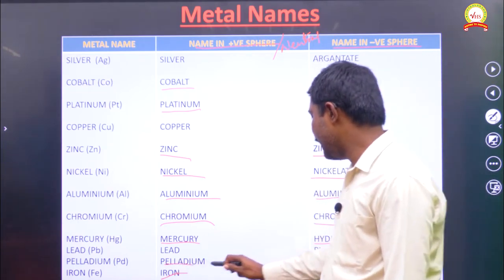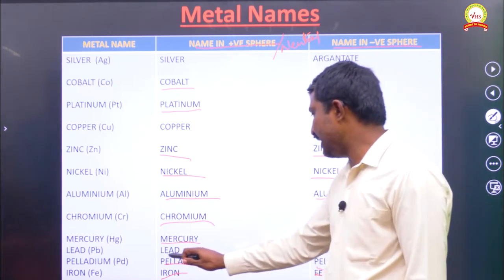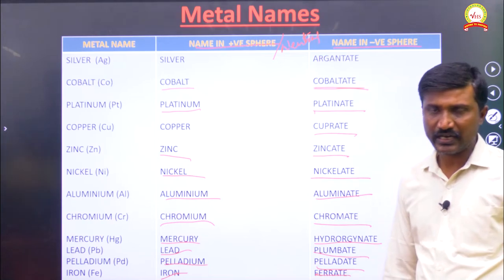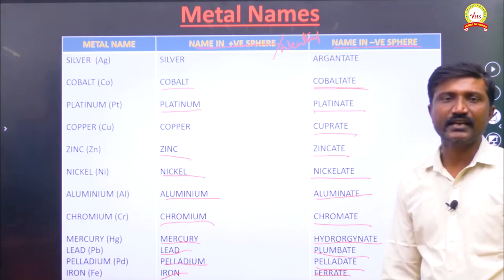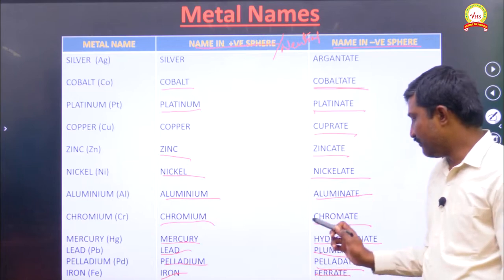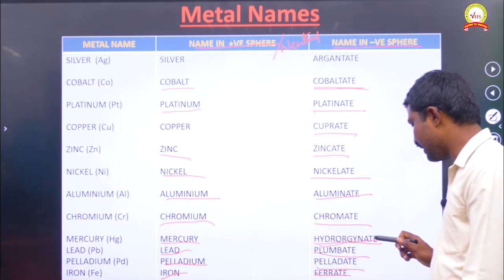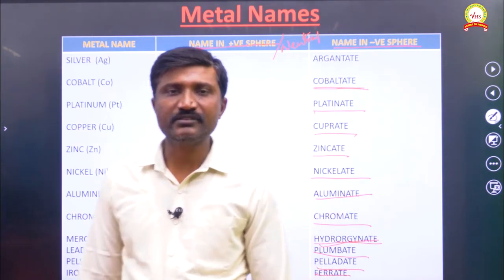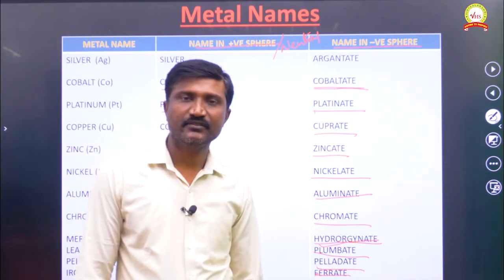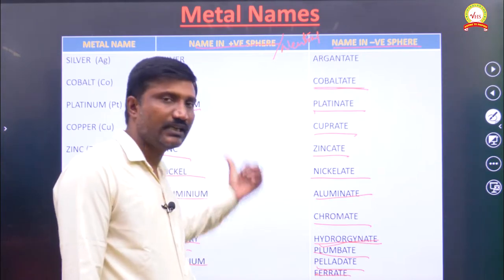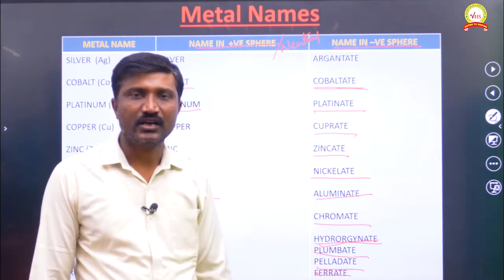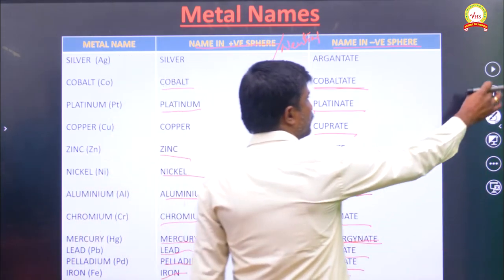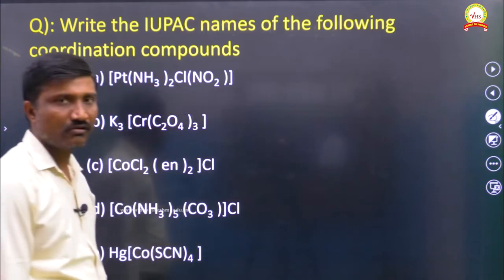Okay. And palladium, palladate; lead, plumbate, which is the Latin name for lead. Ferrate is the Latin name for iron, and mercurate is the Latin name for mercury. Right. So, like these names we have to write for the central atom depending on the coordination sphere charge. Okay. Right. So, based on these rules we have to give the name to a complex compound.